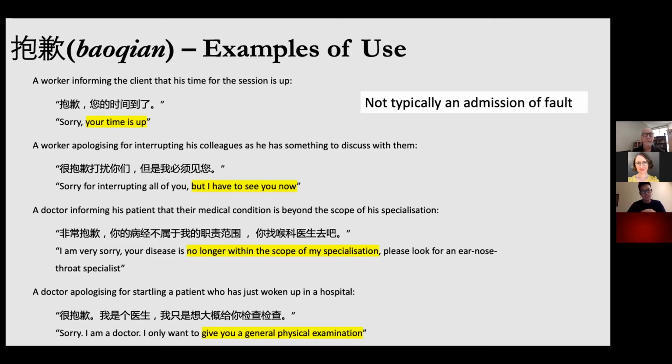However, if this is a case where the doctor is able to see to this patient but perhaps didn't want to because he was late for a meeting, or perhaps due to certain negligence, then he would very likely use the term 对不起 instead of 抱歉. So I conclude that 抱歉 is typically not an admission of fault, unlike 对不起.